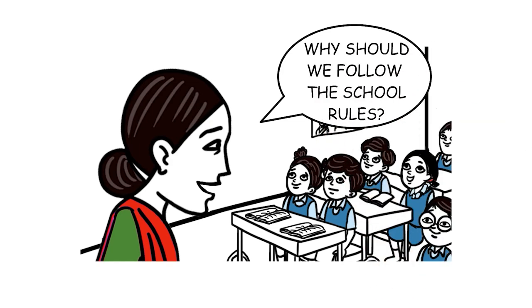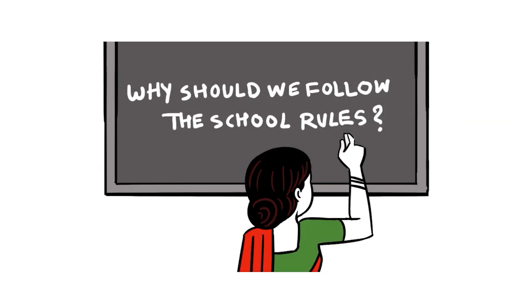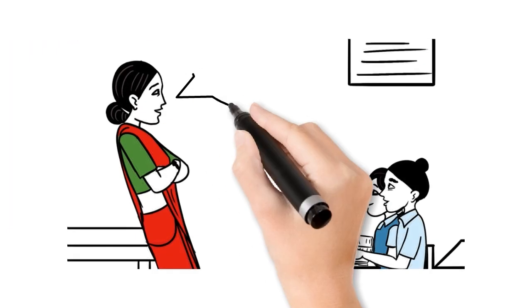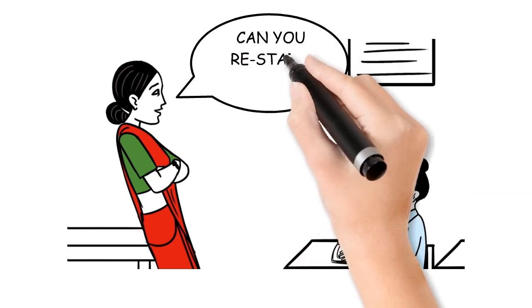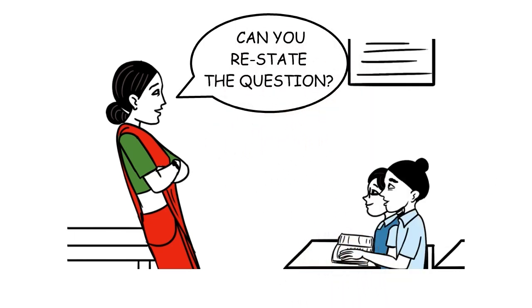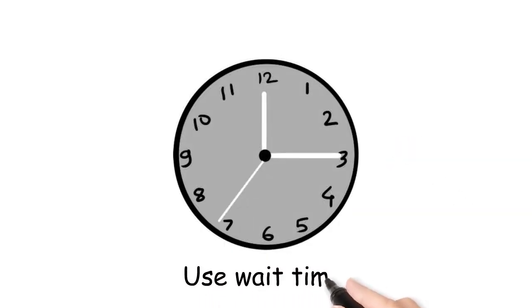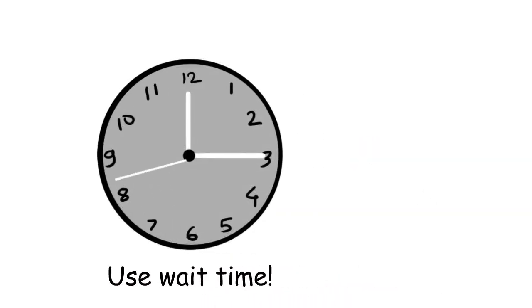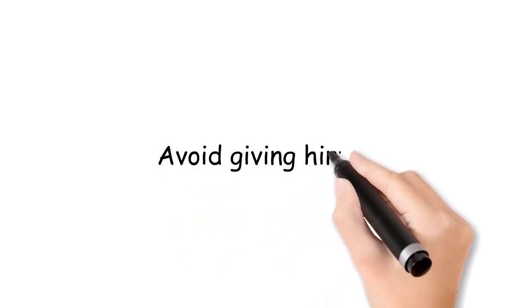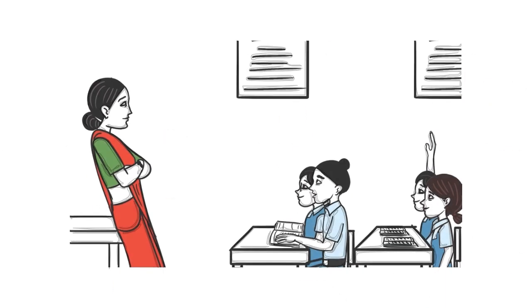State the question or topic clearly. You may also write it on the board. If the question is complex, it would be advisable to confirm that all the children have understood it. You can do this by asking some children to restate the question. Give the children sufficient time to think and formulate their answers. Avoid giving hints or suggestions unless you think they are absolutely required. But do allow children to ask for clarifications.